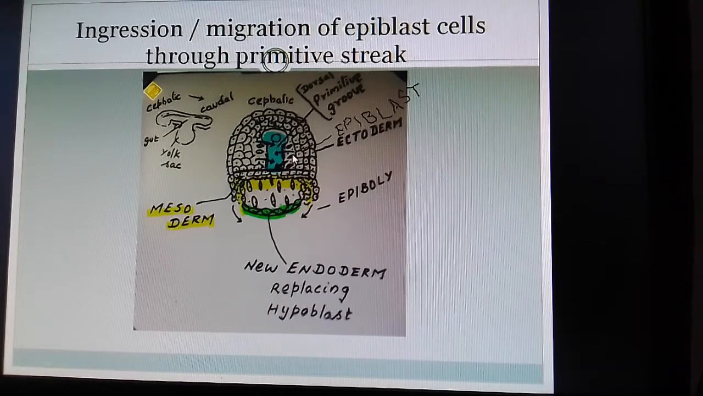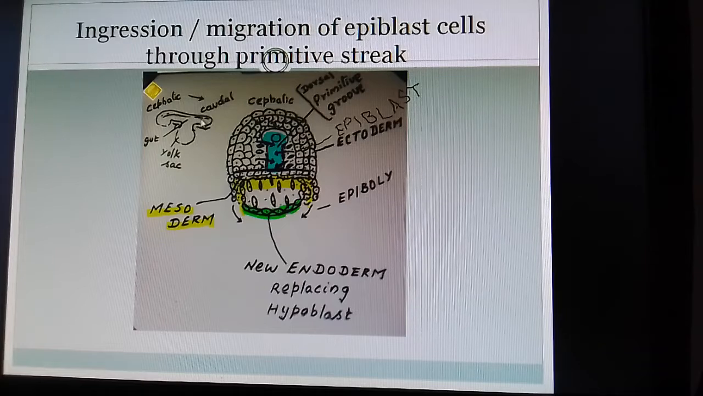So that way the endodermal cells and the mesodermal layer are formed out of the cells of the epiblast after they pass through this primitive groove. That's the importance here. Only when they get into the primitive groove and get modified into the mesodermal layer and endodermal layer, we say that the gastrulation process is completed.